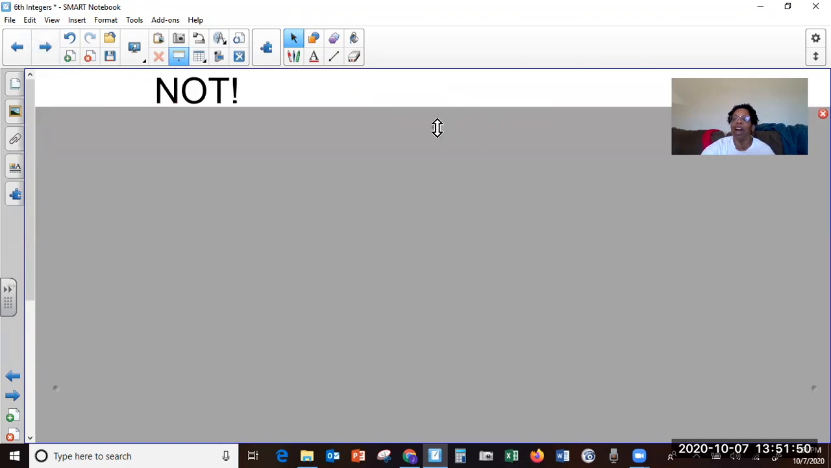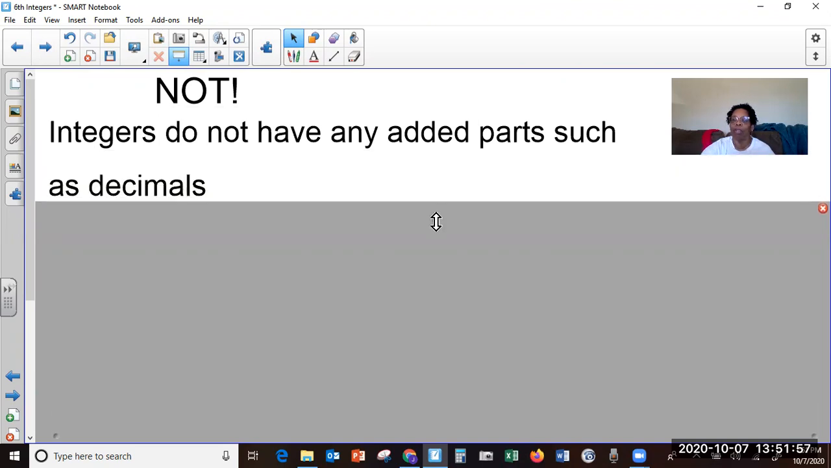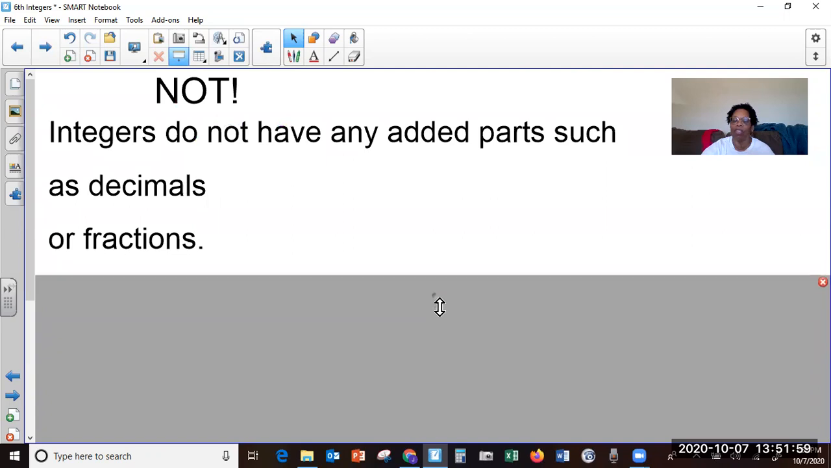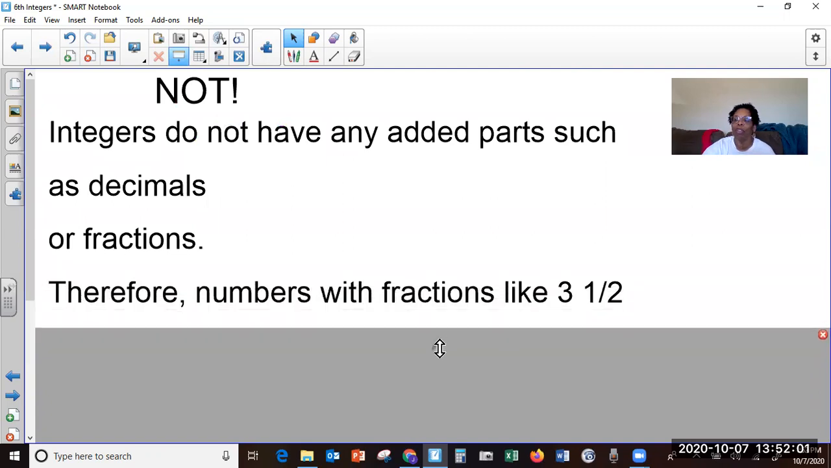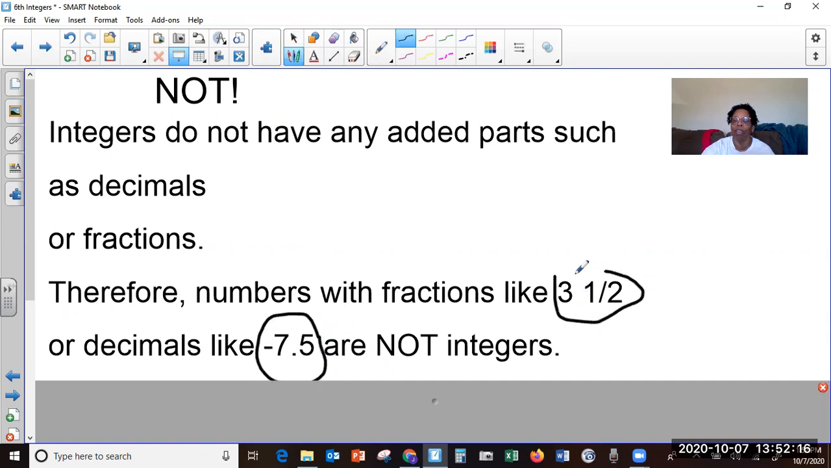What are integers not? Integers do not have added parts, such as decimals or fractions. So it will never look like a fraction 3.5. An integer will never look like a decimal, -7.5. These are not integers.